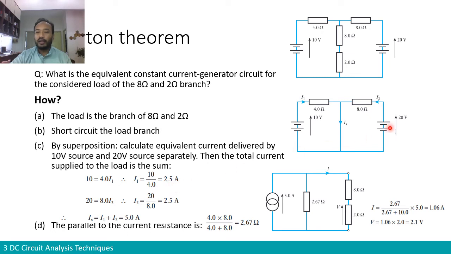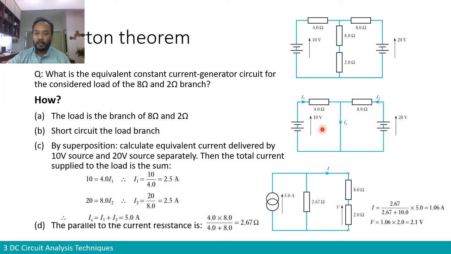The same goes for the current I2. Because this is now a short circuit, the current I2 will not go through the resistor of 4 ohm. It will just go directly into the short circuit area. So the current just circulates in this loop. Therefore the current I2 is the EMF 20 volts divided by the 8 ohm resistor, which gives us a current of 2.5 amps.